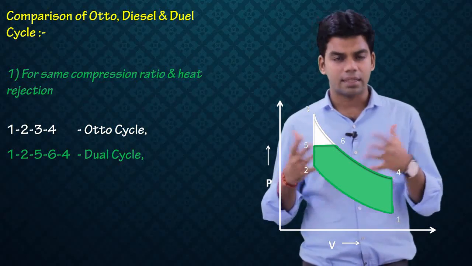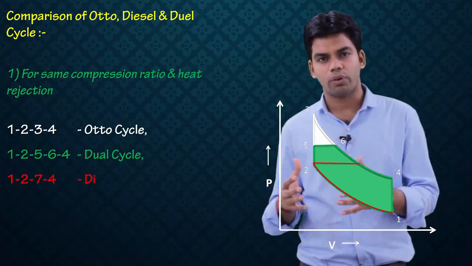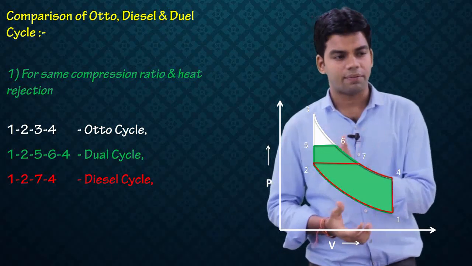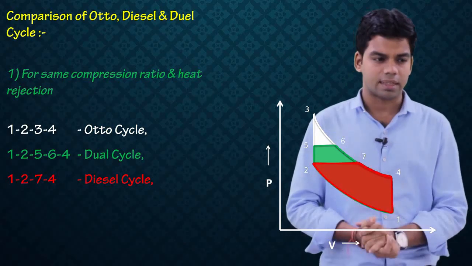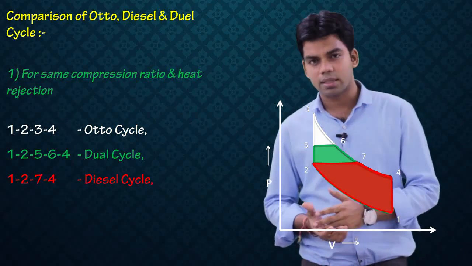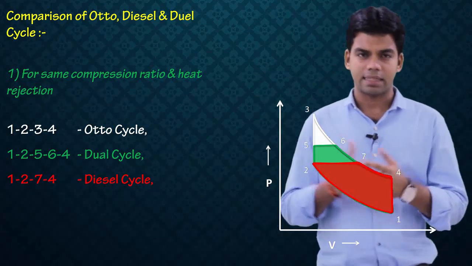Next is the diesel cycle. So as I told you, 1, 2 has to be same, 4, 1 has to be same. So you can see the diesel cycle in red. 2 to 7 is a constant pressure heat addition process. So this is the diesel cycle. So here 1, 2, 3, 4 is Otto cycle, 1, 2, 5, 6, 4 is the dual cycle, and 1, 2, 7, 4 is the diesel cycle.